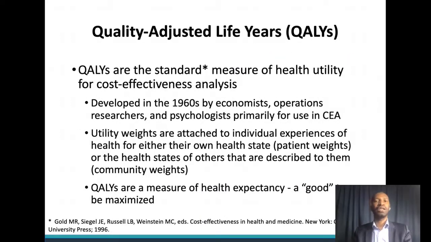So let's start with the quality adjusted life years. QALYs are the standard measure of a health utility for cost effectiveness analysis. They were developed in the 1960s by economists, operation researchers, and psychologists, primarily for use in cost effectiveness analysis. Utility weights are attached to individual experiences of health for either their own health states, referred to as patient weights, or the health states of others that are described to them, for example, community weights. QALYs are a measure of health expectancy, meaning by this, a good to be maximized.